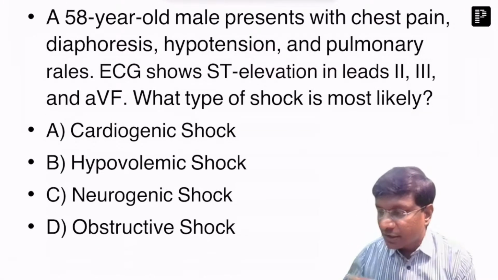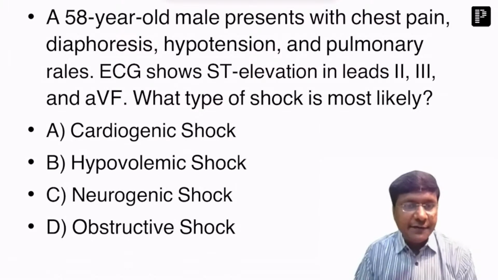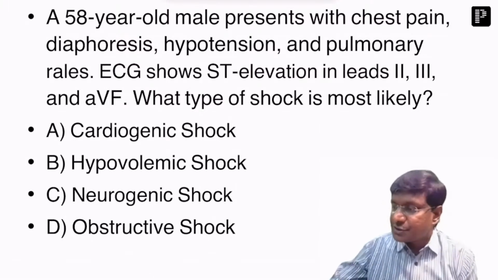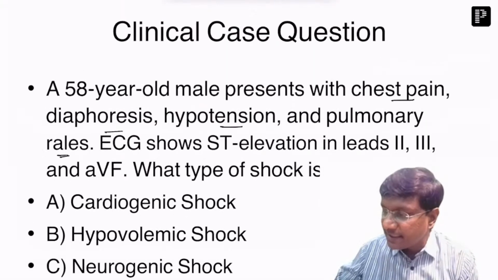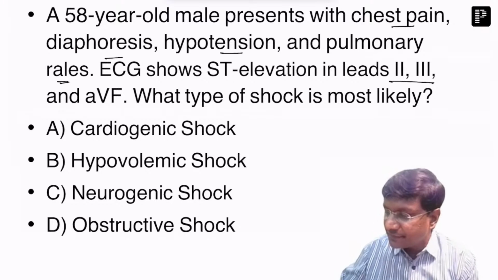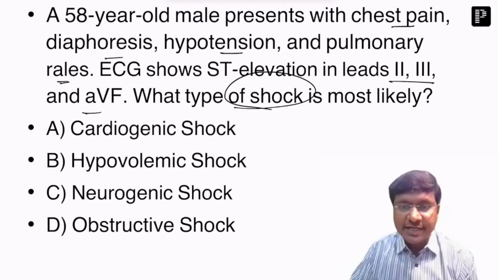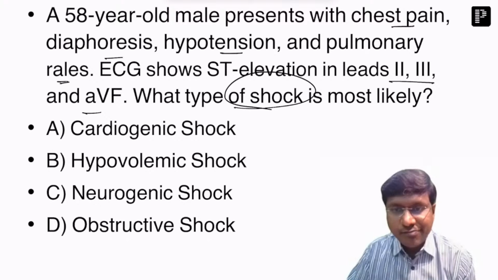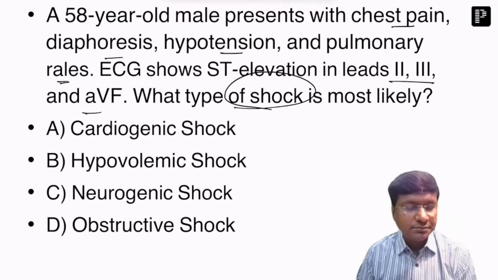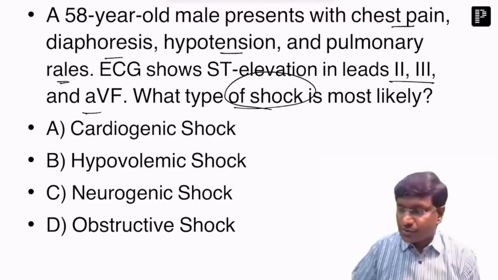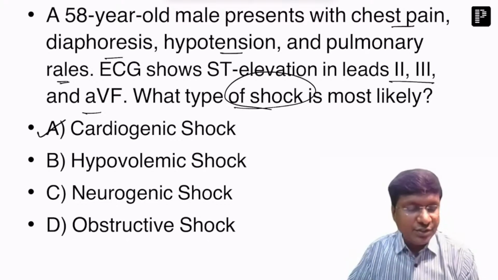Next question. So we have a 58-year-old male who presents with chest pain, diaphoresis, hypotension, and pulmonary rales. ECG shows ST segment elevation in leads 2, 3, aVF. What type of shock is most likely present in this patient? Yes, anyone? Yeah, so this will be the cardiogenic shock.